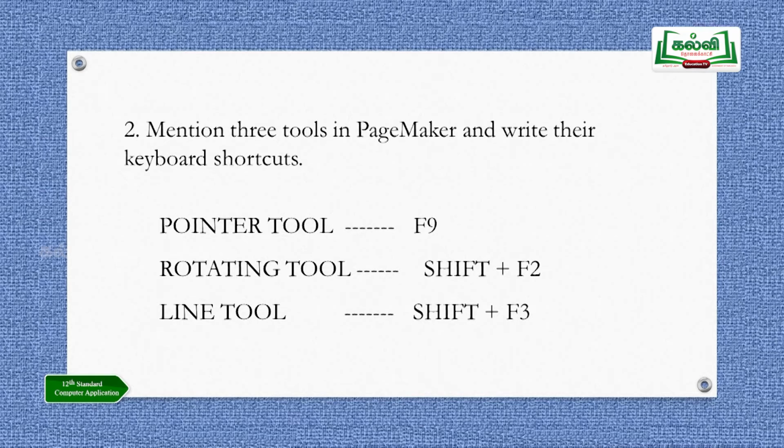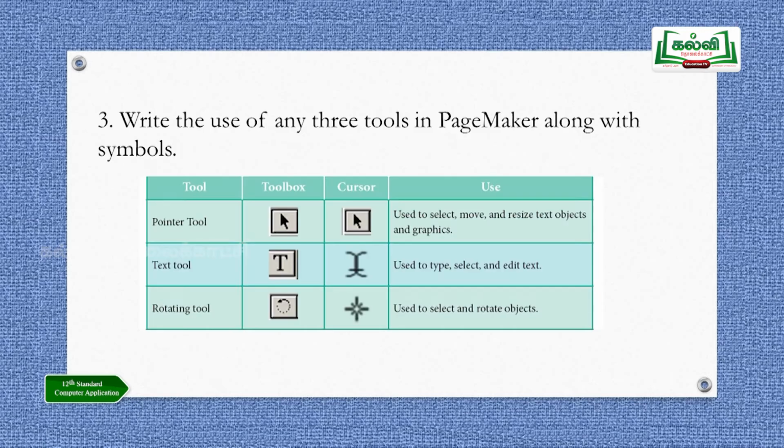For the rotating tool, you have to use the combination Shift plus F2. Here you have to press the Shift key, and along with the Shift key you have to press the F2 key to select the rotating tool. Next we have the line tool. For line tool you have to use Shift plus F3. Write the use of any three tools in PageMaker along with symbols.